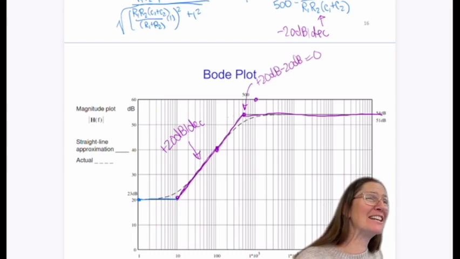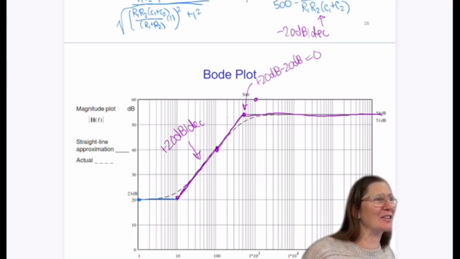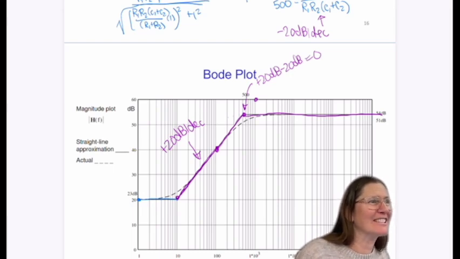All right, so homework is, one of them you have to do the signal, another one you have to do conversions, and then the rest are doing the Bode plot.